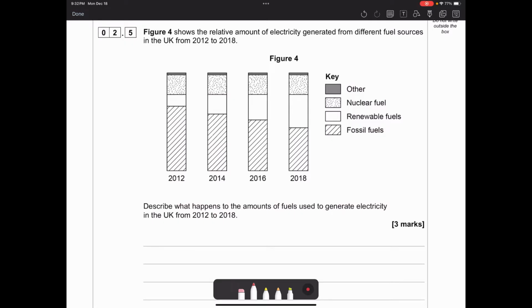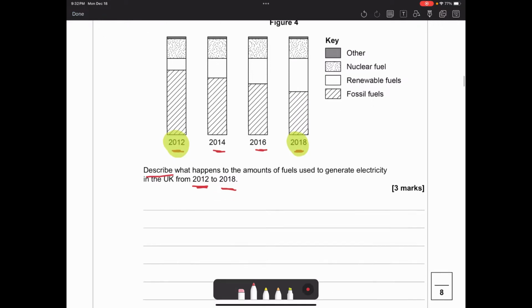Question 2.5. Figure 4 shows the relative amount of electricity generated from different fuel sources in the UK from 2012 to 2018. Describe what happens to the amount of fuels used to generate electricity in the UK from 2012 to 2018. So 3 marks. What has happened to the different amounts of the fuels as the years have gone on, but specifically 2012 to 2018. So let's take each bar at a time and just describe. Describe just means say what you see.